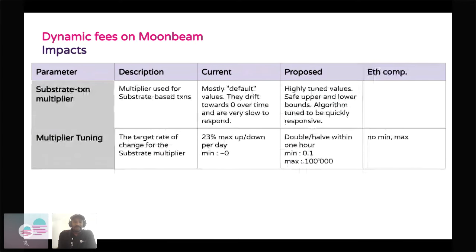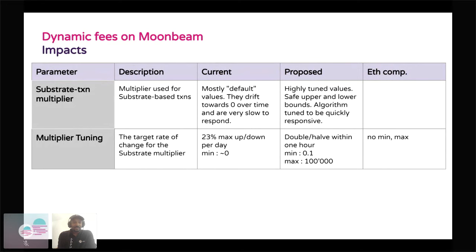So going back to this value, basically today, this value is mostly a default value. And it will slowly drift towards 0 over time. And the issue there is it's very, very slow to react to external conditions. And what we propose to do is to tune it a bit more, because now we have more data to know what are the correct value we would like to put, and to have an algorithm that is more quick to react to those events.